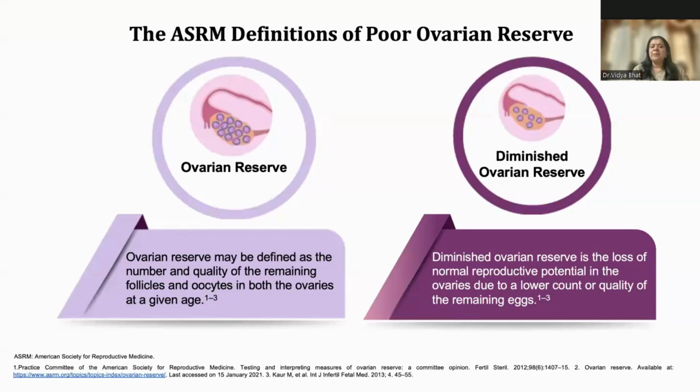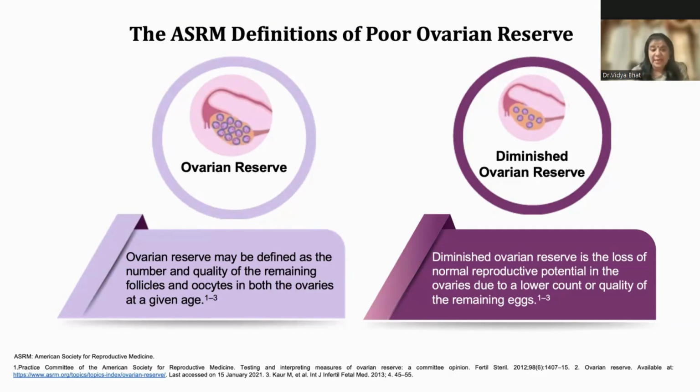The ASRM has a different definition. The Poseidon criteria is different. The Bologna criteria is different. Let's see the ASRM definitions for poor ovarian reserve, the ovarian reserve and diminished ovarian reserve. The normal ovarian reserve may be defined as the number and quality of the remaining follicles and oocytes in the ovaries at a given age. The diminished ovarian reserve is loss of normal reproductive potential in the ovaries due to a lower count or quality of the remaining eggs. We have the references below.